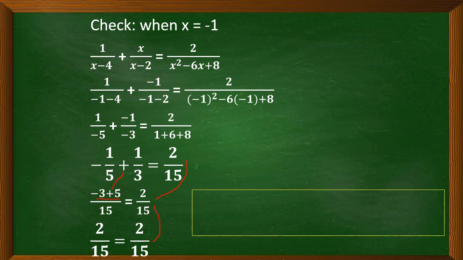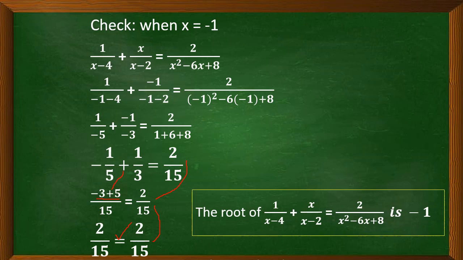So if you have observed, we have also a true equation when x is equal to negative 1. So this time, the value of x is only negative 1. Okay? So, in our conclusion, our root is only negative 1. Because the other root is what we call an extraneous root. And it is a restricted value.